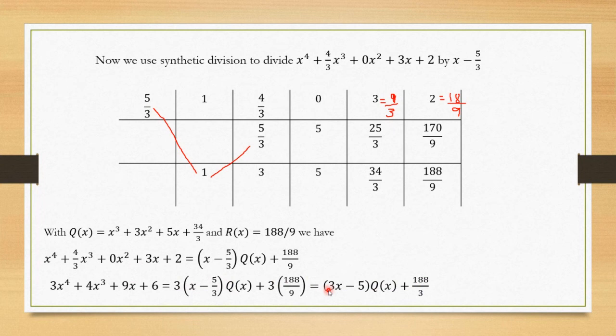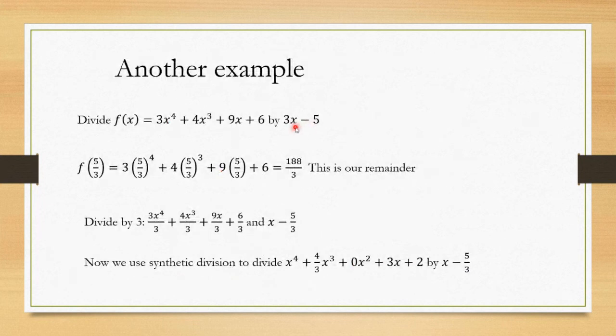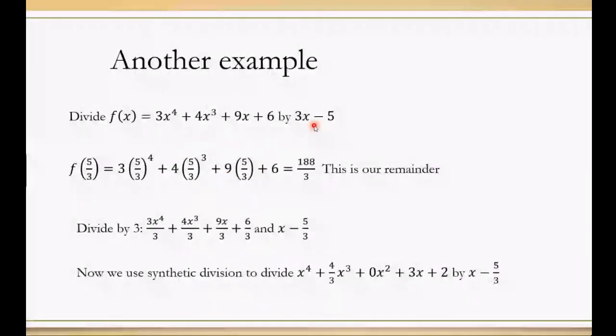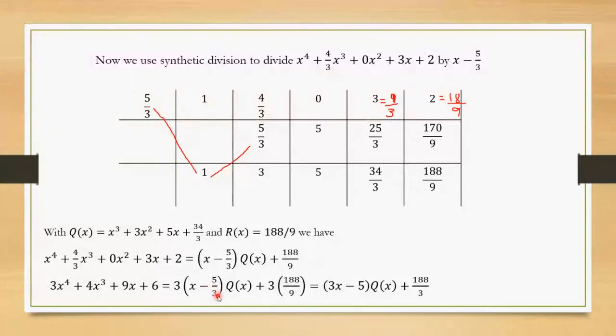Remember, we want the divisor to be 3x minus 5, right? We're dividing. You don't want to leave it as x minus 5/3. We don't have to. What's good is we can easily change it. So we divided by 3, we multiply by 3.